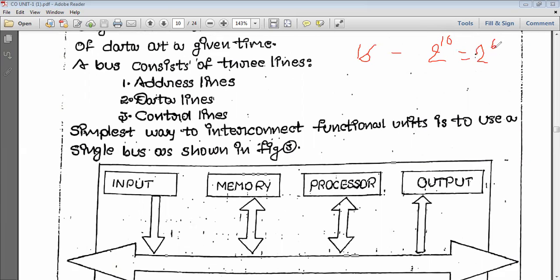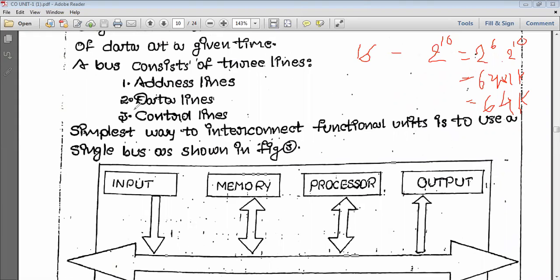a power m into a power n. Do you remember? So 2 power 6 into 2 power 10. 2 power 6 is 64. 2 power 10 is written as 1k. So 64 into 1k is equal to 64k. Suppose 20 address lines are there. Then 2 power 10 into 2 power 10, 1k into 1k, 1 mega locations will be there. Based on the address line combinations only, we know which memory location is used.